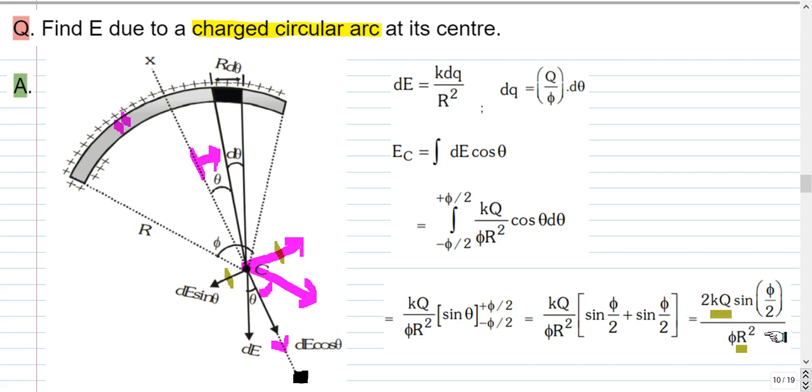The way to remember this expression is that the electric field due to a point charge is kq by R squared, and there is a factor 2 sin phi by 2 divided by phi.